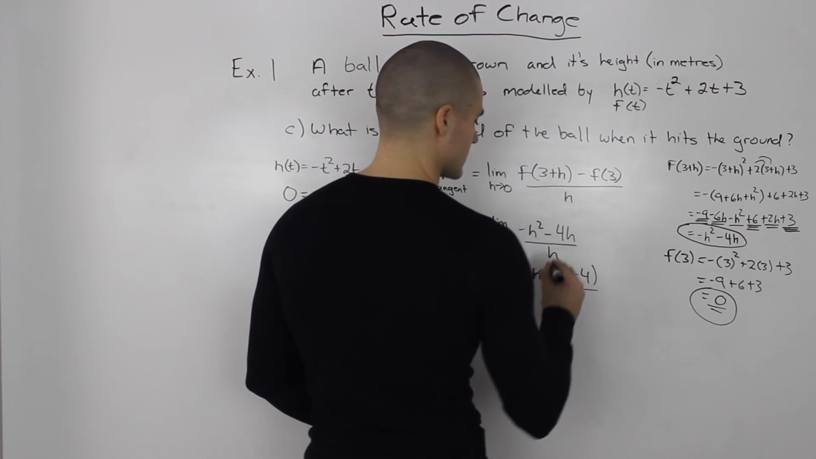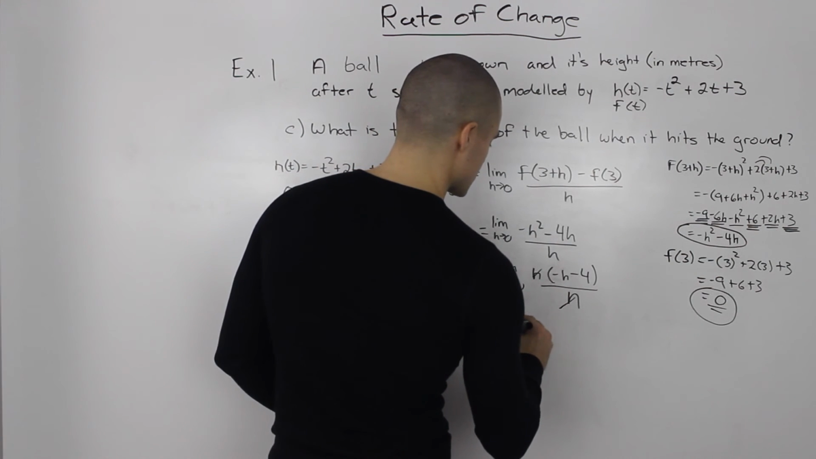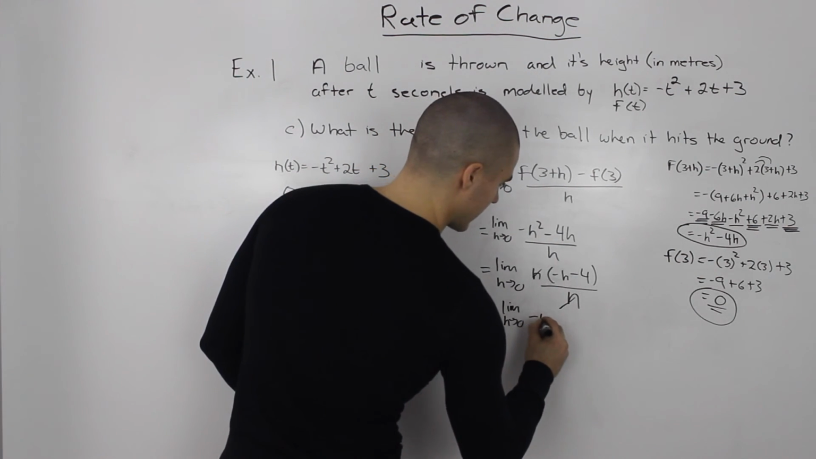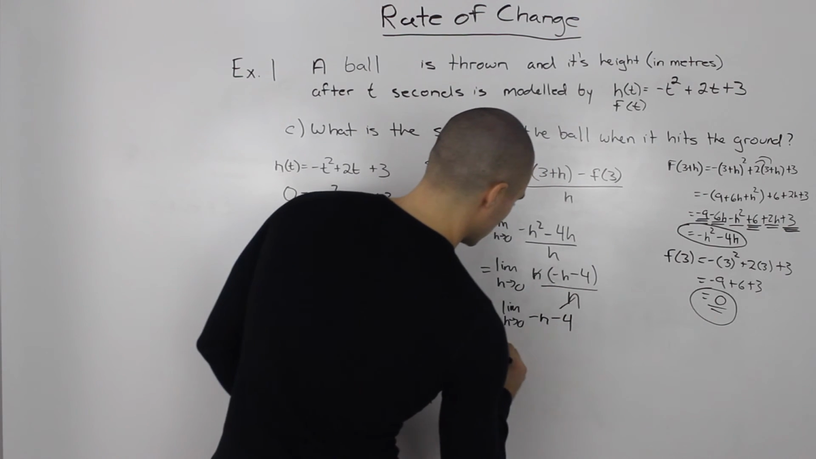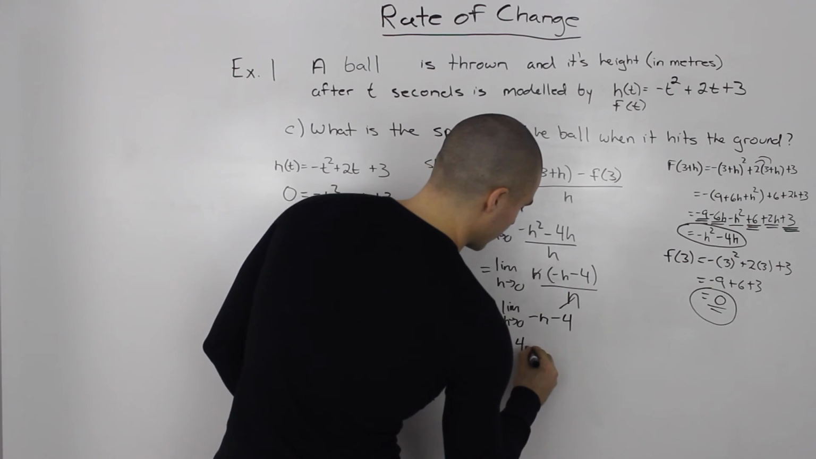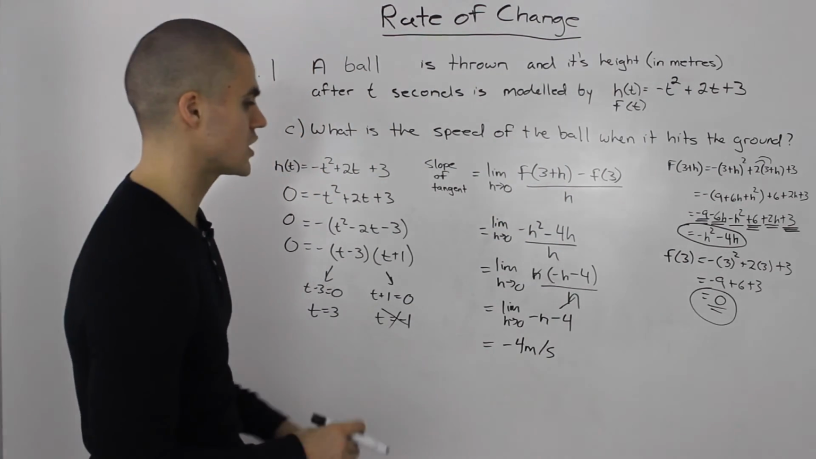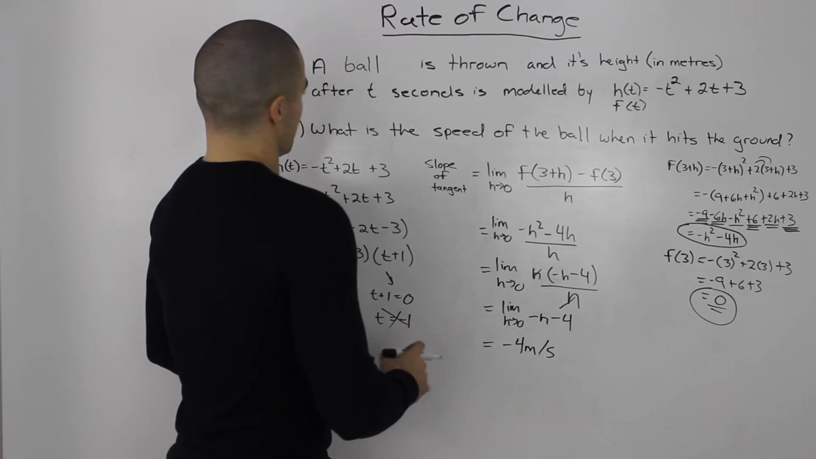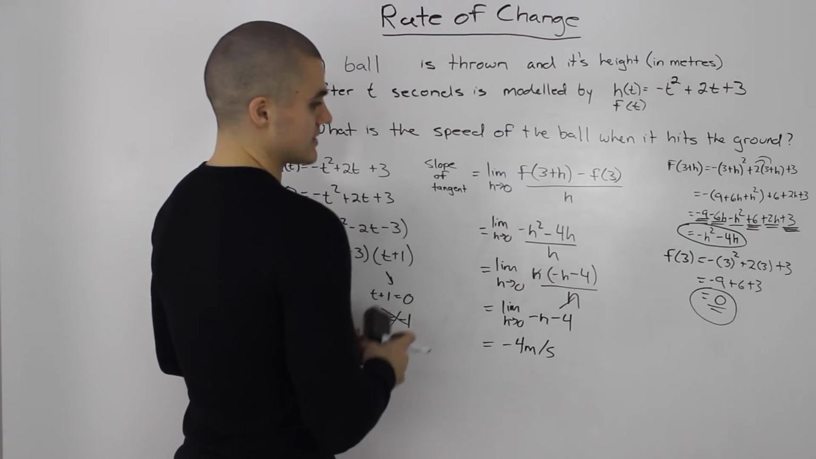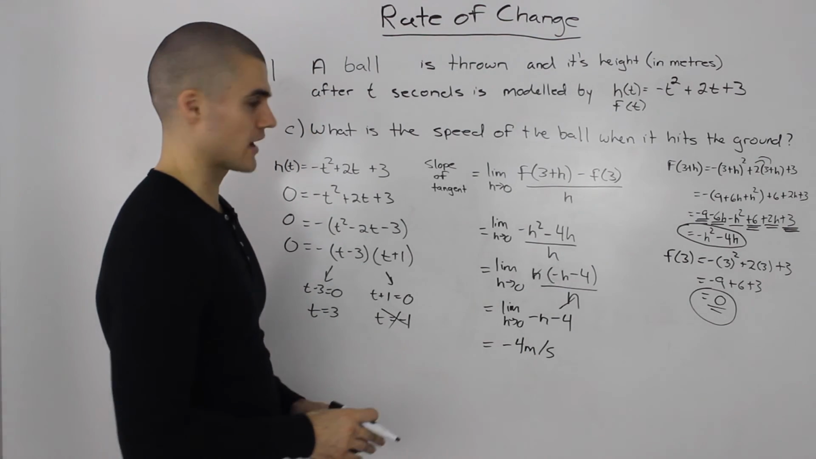The h's cancel out, and we'll be left with the limit as h goes to 0 of negative h minus 4. So when we plug in 0 for h, we're just left with negative 4 meters per second, because remember it's speed, rate of change. So what is the speed of the ball when it hits the ground? Well, the speed of the ball when it hits the ground is negative 4 meters per second.